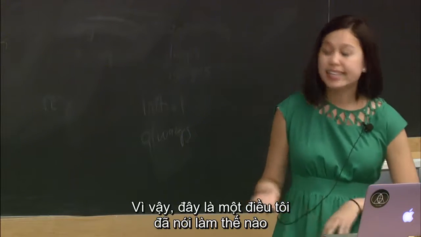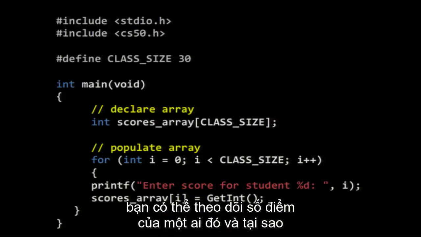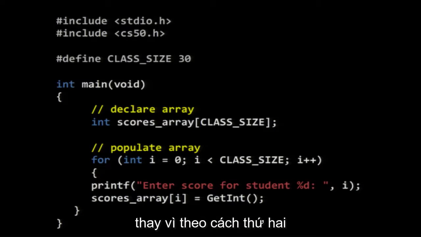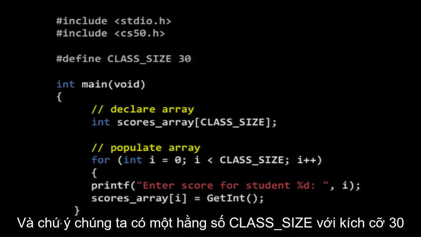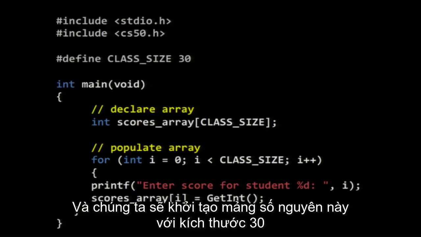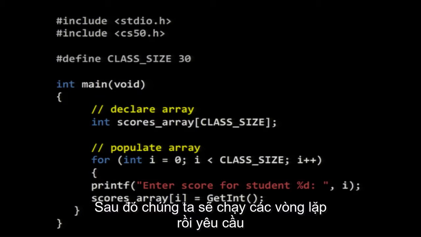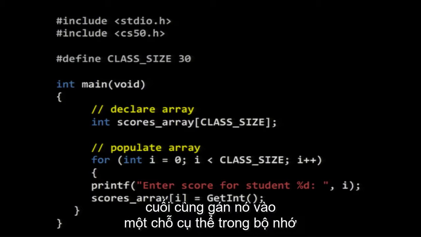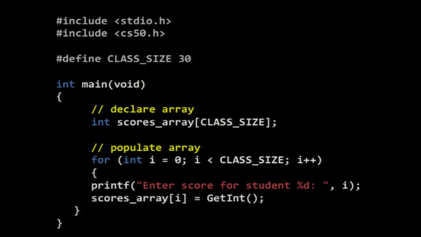All right, so here's one thing I was saying, how you can keep track of someone's score, and why you would use the first way of initializing it instead of that second way. This just goes through, and notice we have a class size of 30. And we're initializing this array of ints that is of size 30. Then we are iterating through, asking the user to input scores for each of these, and assigning it to a specific place in memory somewhere in that array. Cool? Does that make sense to everyone?